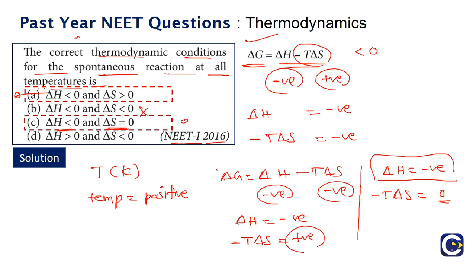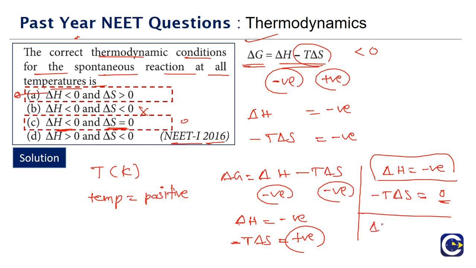In this case, we have both options suiting our situation. Option A will give us spontaneity under all conditions. Option C also will give us spontaneity under all conditions. Okay. Then we look at option D. What is option D? Del H positive and delta S negative.